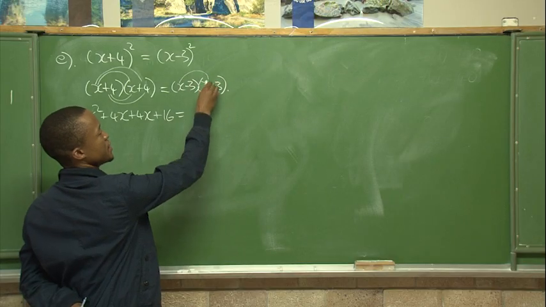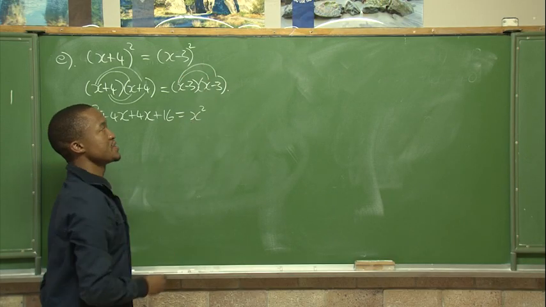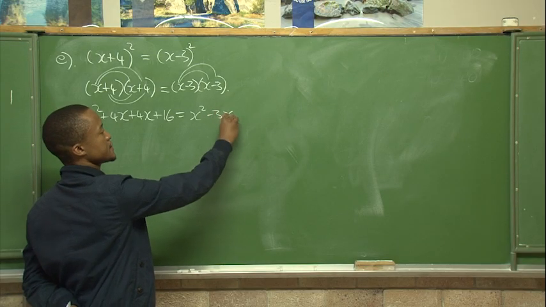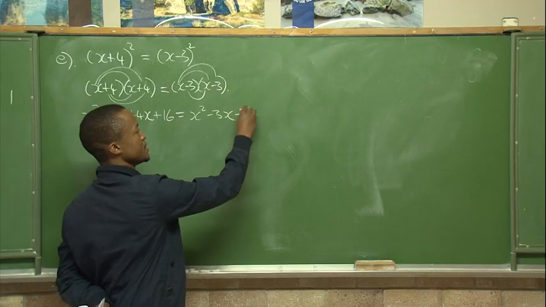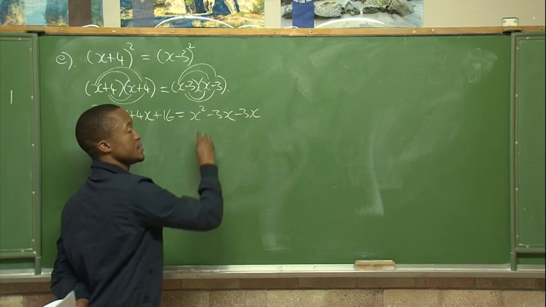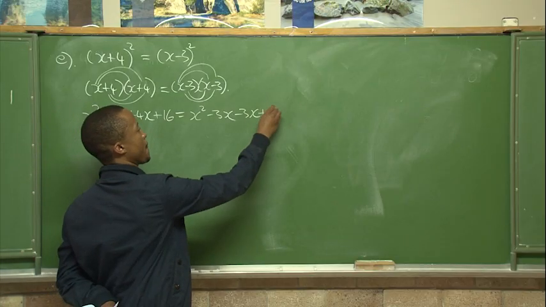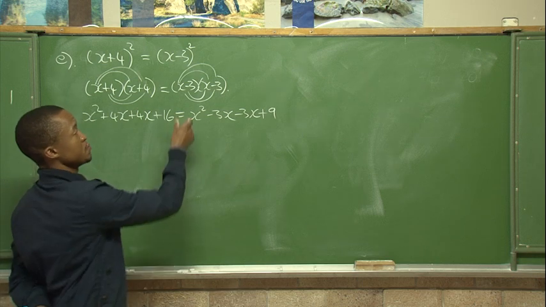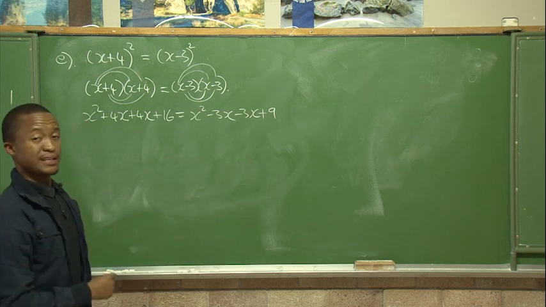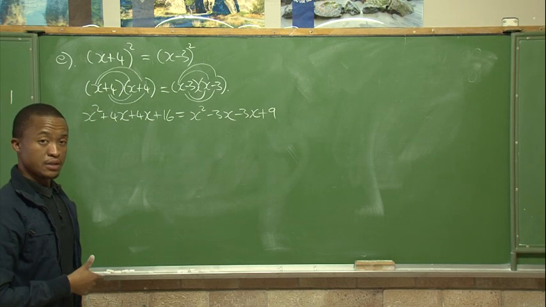So x multiplied by x will give us x squared. X multiplied by negative 3 will give us negative 3x. Negative 3 multiplied by x will be negative 3x. Negative 3 multiplied by negative 3 will be positive 9. So we also applied the distributive law by multiplying the binomial with the binomial on the right hand side. We then look out for like terms and we add accordingly.